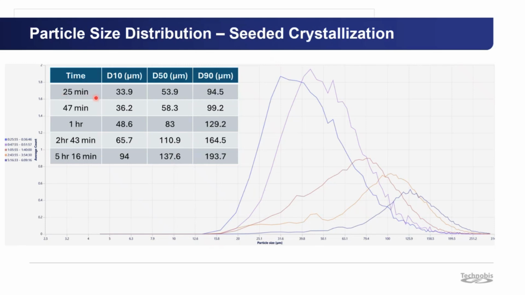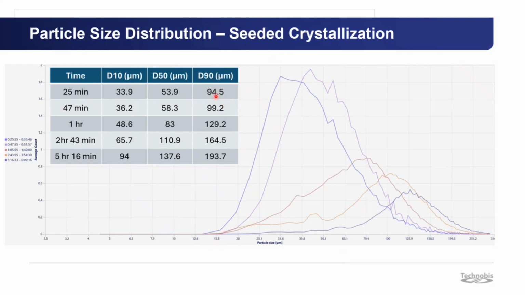So at 25 minutes into the experiment, our seeds were added. You can see our D90 is below 100 microns. After about 20 minutes, we see that there's some growth in the particles, and that's seen by the shift to the right. However, as the experiment continues, the shift continues, but the number of particles actually starts to decrease, and that's seen by this drop in the particle size distribution and this larger tail that exists. This can be explained by the agglomeration, which we saw from the images. It can also be seen in the D10, D50, and D90.